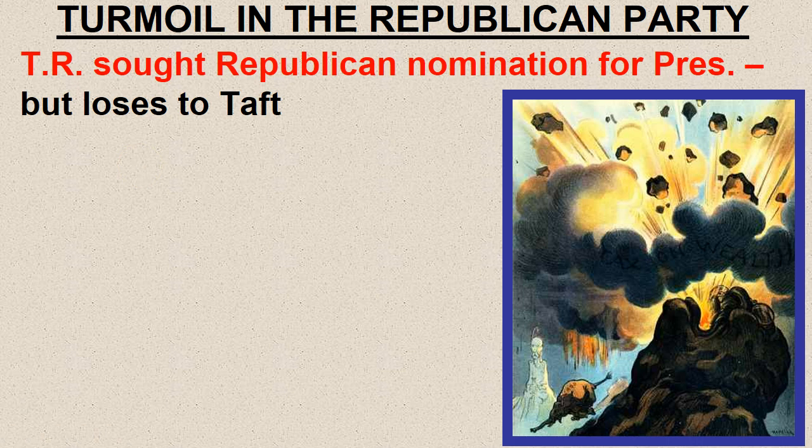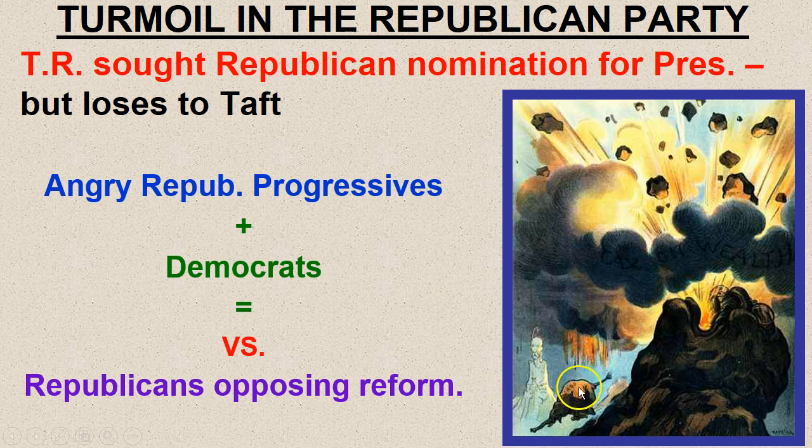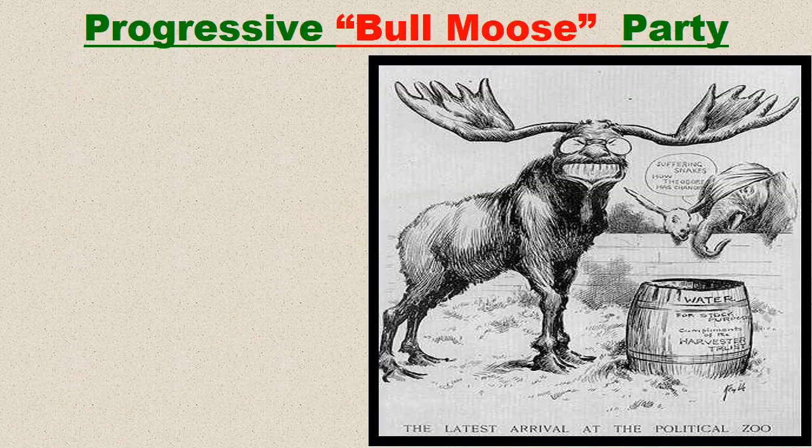But there's turmoil in the Republican Party. Teddy Roosevelt sought again this nomination. He loses to Taft. The Republicans don't choose him. Notice the Republican elephant running away, and Teddy's blowing up. We are going to have now Democrats who are more reform-minded than old school Republicans, and Republican progressives, the Teddys of the world, join together, forming this Bull Moose Party. There he is. Big teeth, glasses, a new animal at the political zoo.